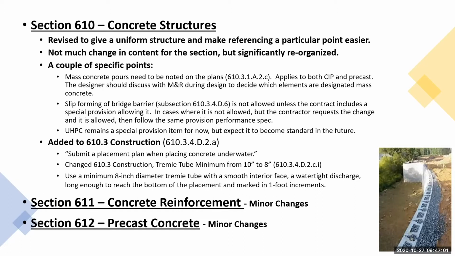Some other changes to 610.3 had to do with pouring concrete underwater or tremie pours. And there are just a number of things about the tube and the diameter of the tremie tube. 611, which is concrete reinforcement, which prior to 2016 used to be 603 and 604. But there were just minor changes from the 2016, right? And with 612, which is precast concrete, only minor changes.